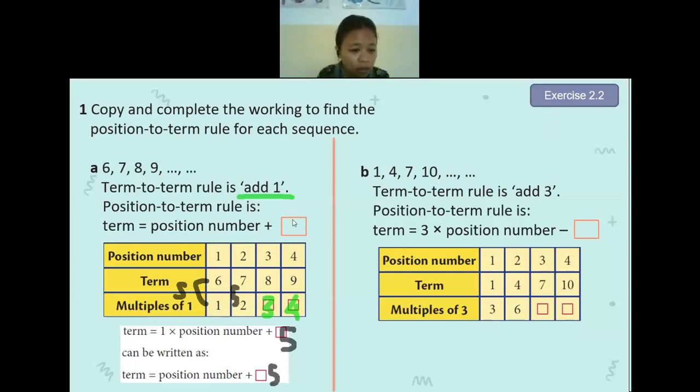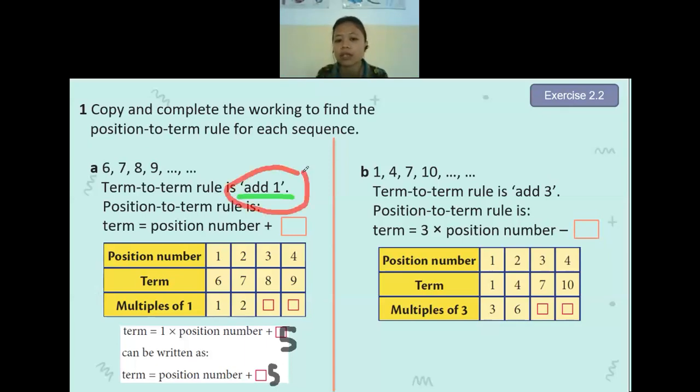Yes, I am still confused. Okay, so if you are going to find the position to term rule, the first thing you have to do is find the term to term rule. What is the term to term rule? The term to term rule is the difference between each term in the sequence. So from 6 to 7, the difference is 1. From 7 to 8, the difference is 1. From 8 to 9, the difference is also 1. Because every difference is 1, the term to term rule is add 1.